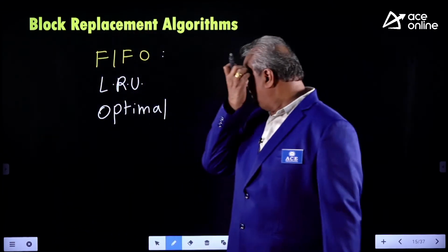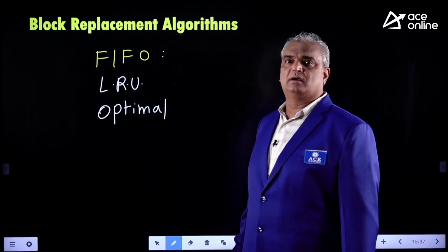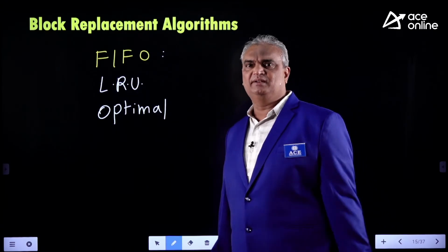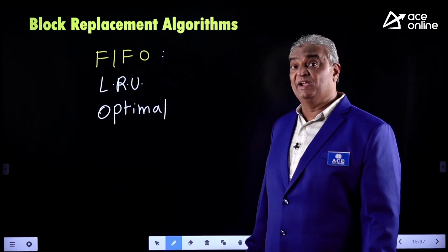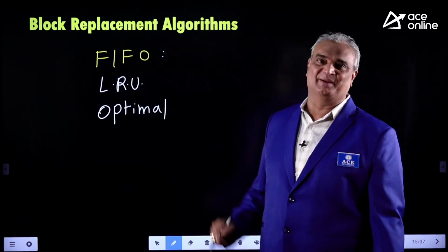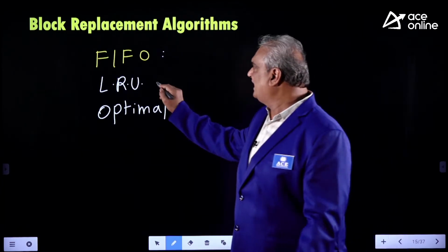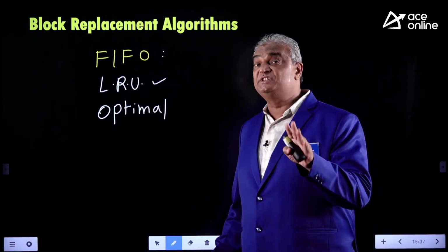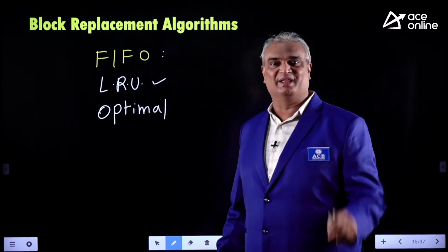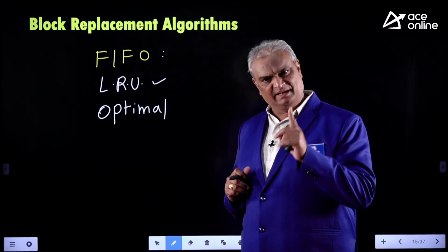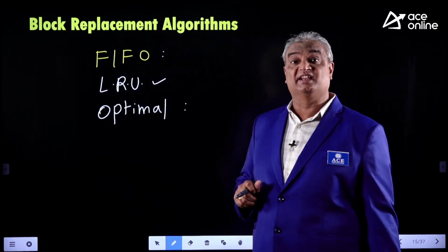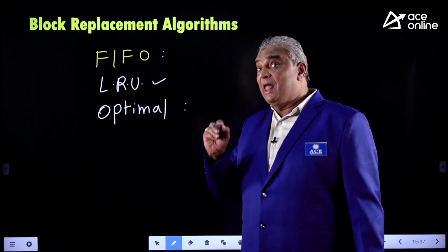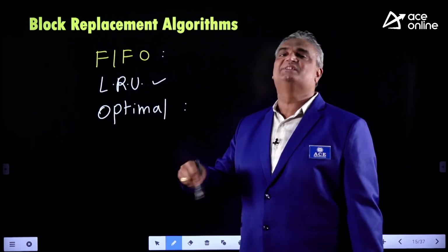In the FIFO technique, the block which arrived first is selected for replacement. Means a block which has been available in the cache memory for the longest time will be selected for replacement. In the LRU technique, arrival time doesn't matter. A block which has not been referenced by the processor for the longest time will be selected for replacement. In optimal, it checks future needs. The block which is not required in the near future will be selected for replacement.